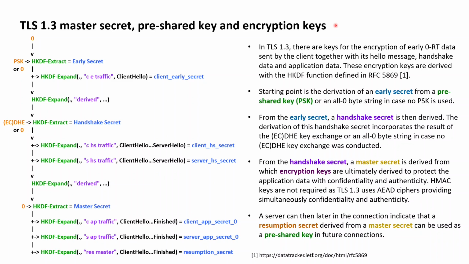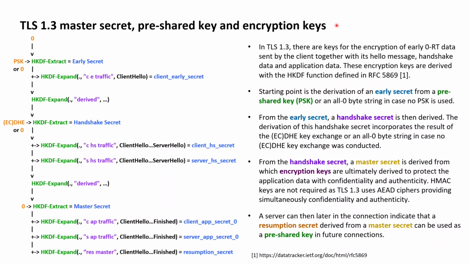In this lesson, we will now investigate the relationship between the master secret, pre-shared key, and encryption keys within TLS 1.3, where this relationship is given by the HMAC-based key derivation function HKDF. The ultimate goal of TLS 1.3 is to have the client and the server arrive at keys which can be used to encrypt and authenticate the data exchanged within various stages of the TLS connection.